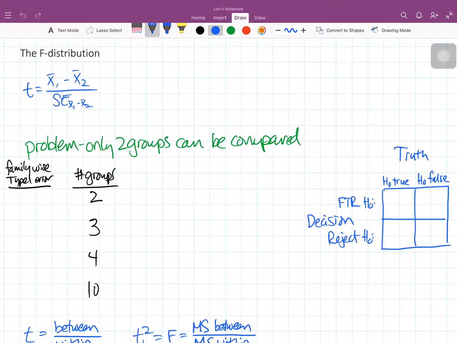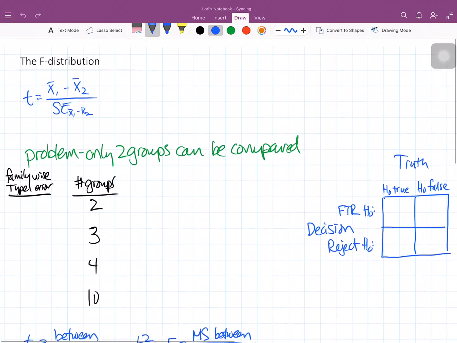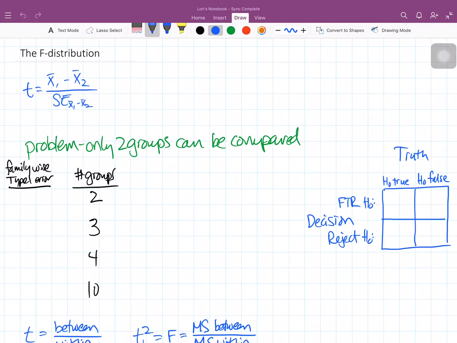So I'll be comparing it to the t-test and then discussing the problem that this F distribution solves, and then we'll be looking at the actual math behind the test itself and what that distribution looks like. So let's start off by looking at what we know.